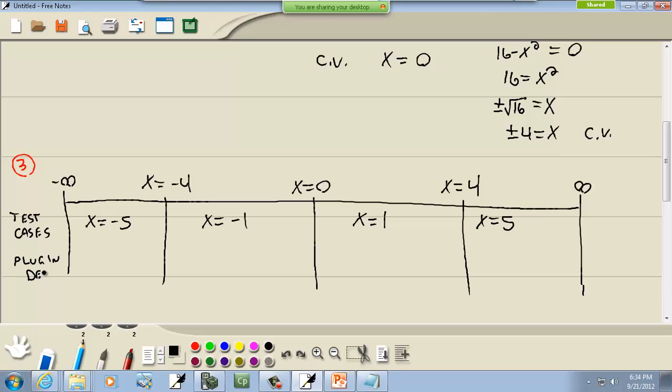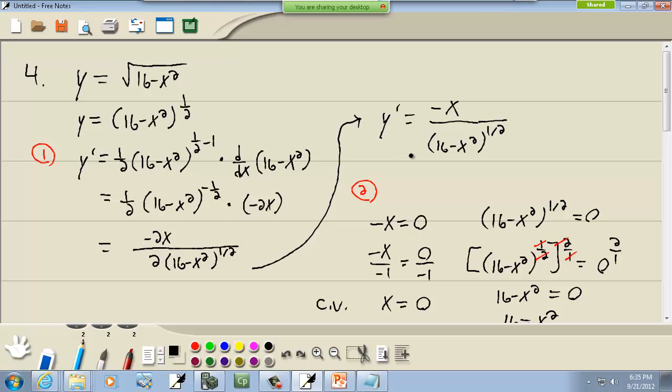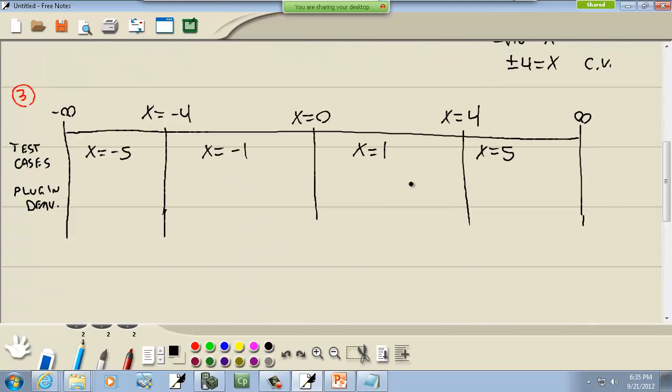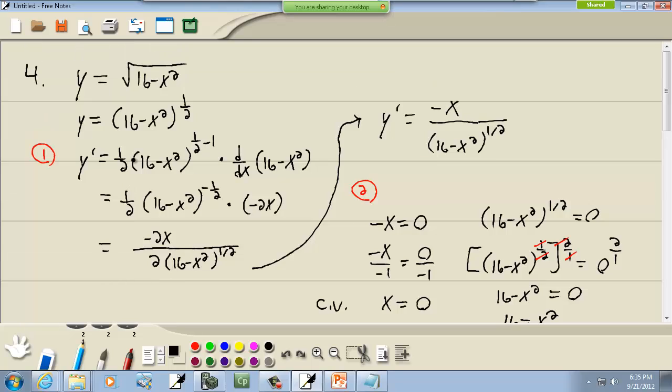Now we're going to plug these into our derivative. And our derivative was negative x over 16 minus x squared to the 1/2. That's the same as, let me write that down, negative x over the square root of 16 minus x squared. You'll probably find it easier now that you're plugging in the values to put it back in the square root form.